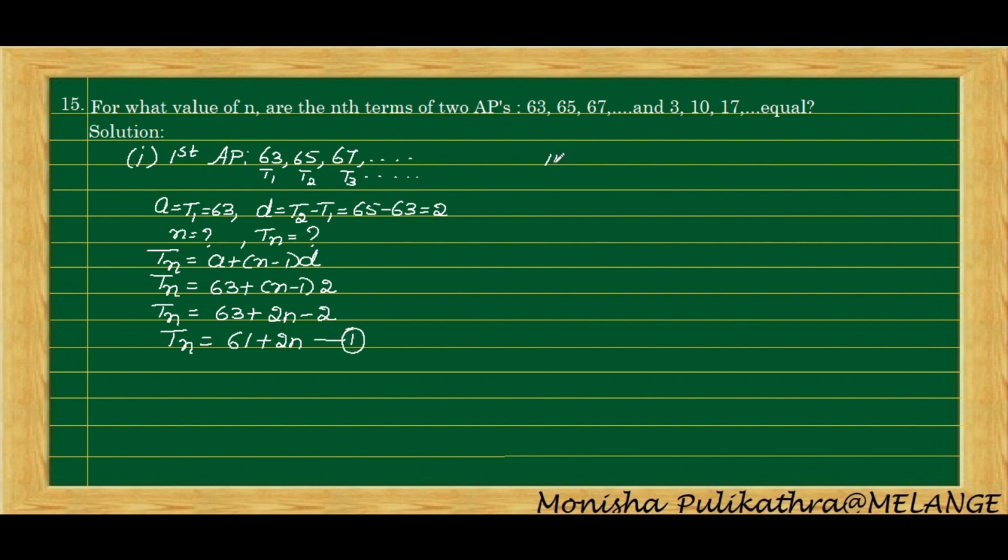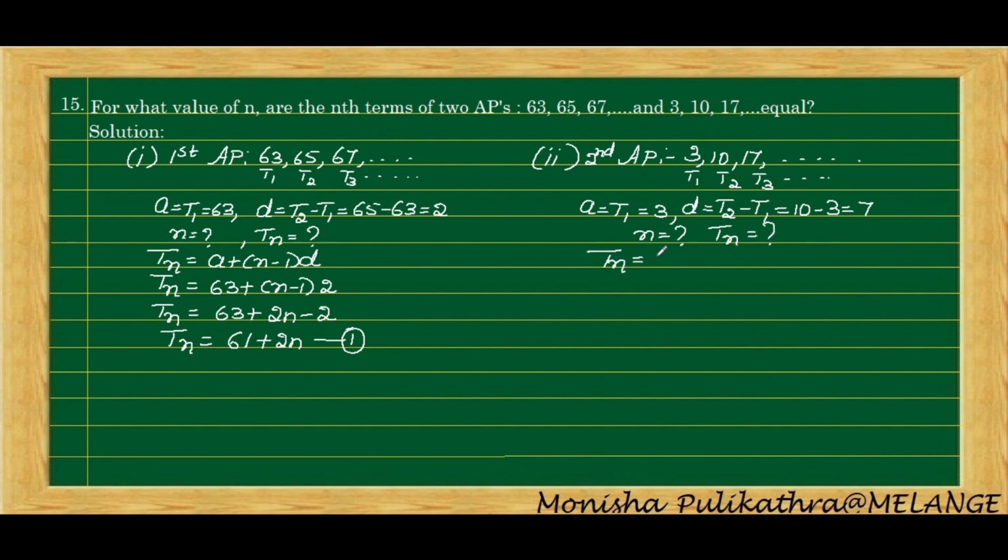Next, going to the second AP, that is 3, 10, 17, etc. This is T1, T2, T3. Here A is equal to T1, that is 3, and D is equal to T2 minus T1, that is 10 minus 3 is equal to 7. n and Tn are not given. Okay, so apply the Tn formula: A plus n minus 1 into D. Here Tn we need to find out.